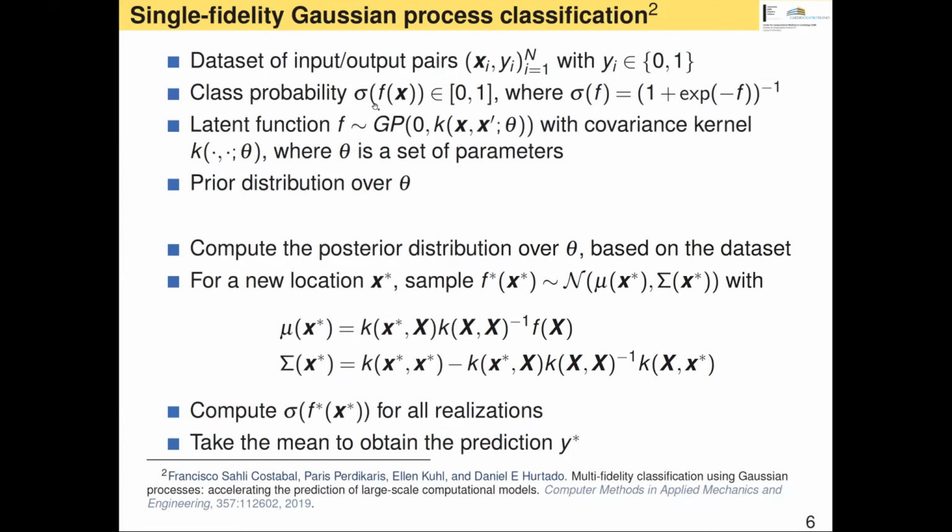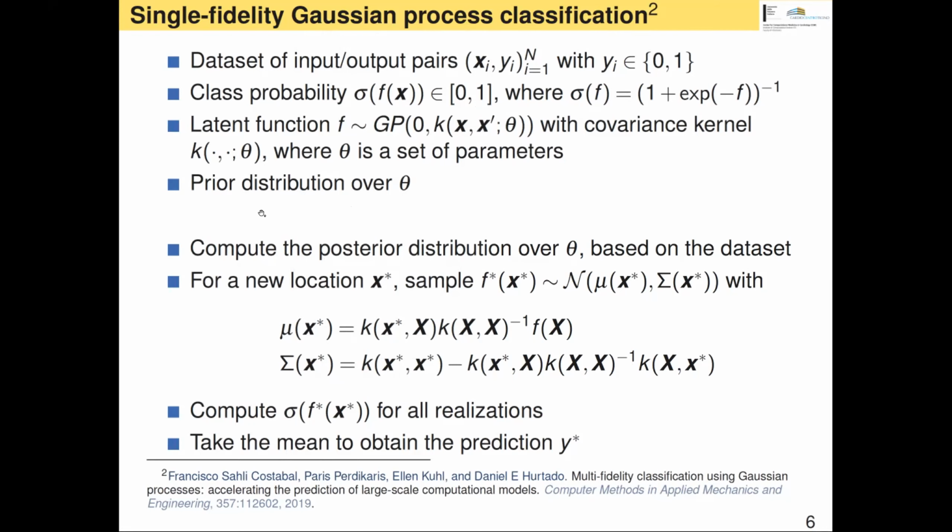Then for any location x on the atria, we want to assign a class probability sigma of f of x, where sigma is this function here with range in the interval 0, 1, and f is called the latent function. Such f is assumed to be a Gaussian process with zero mean and the covariance kernel k that depends on a set of parameters theta. And a prior distribution is assigned to theta.